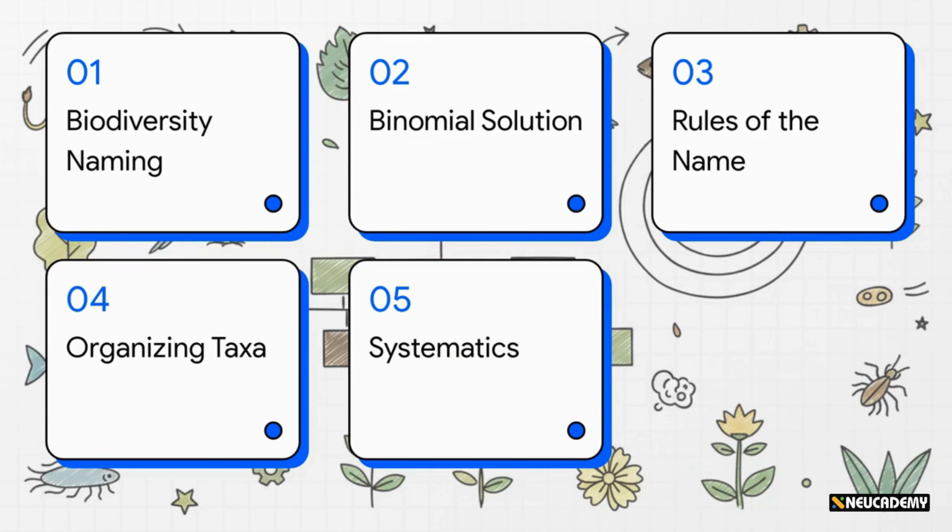We are going to journey from the initial confusion of naming a single plant all the way up to understanding the entire evolutionary web of life. Here's our agenda. 1. The biodiversity naming problem. 2. The binomial solution. 3. Rules of the name. 4. Organizing chaos into taxa. And finally, the big picture, systematics. Let's get right into it.